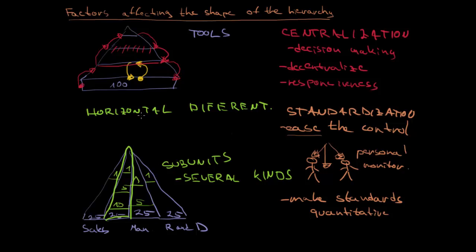So these were the three ideas. The first one was horizontal differentiation, that I can split my company into different subunits, and I can have several kinds of vertical differentiation. Then I can centralize or decentralize my company to increase the responsiveness and maybe to actually omit one level of managers. And finally, I can standardize, or make some standards within the company, so the monitoring will be easier for me. So hopefully this was helpful.